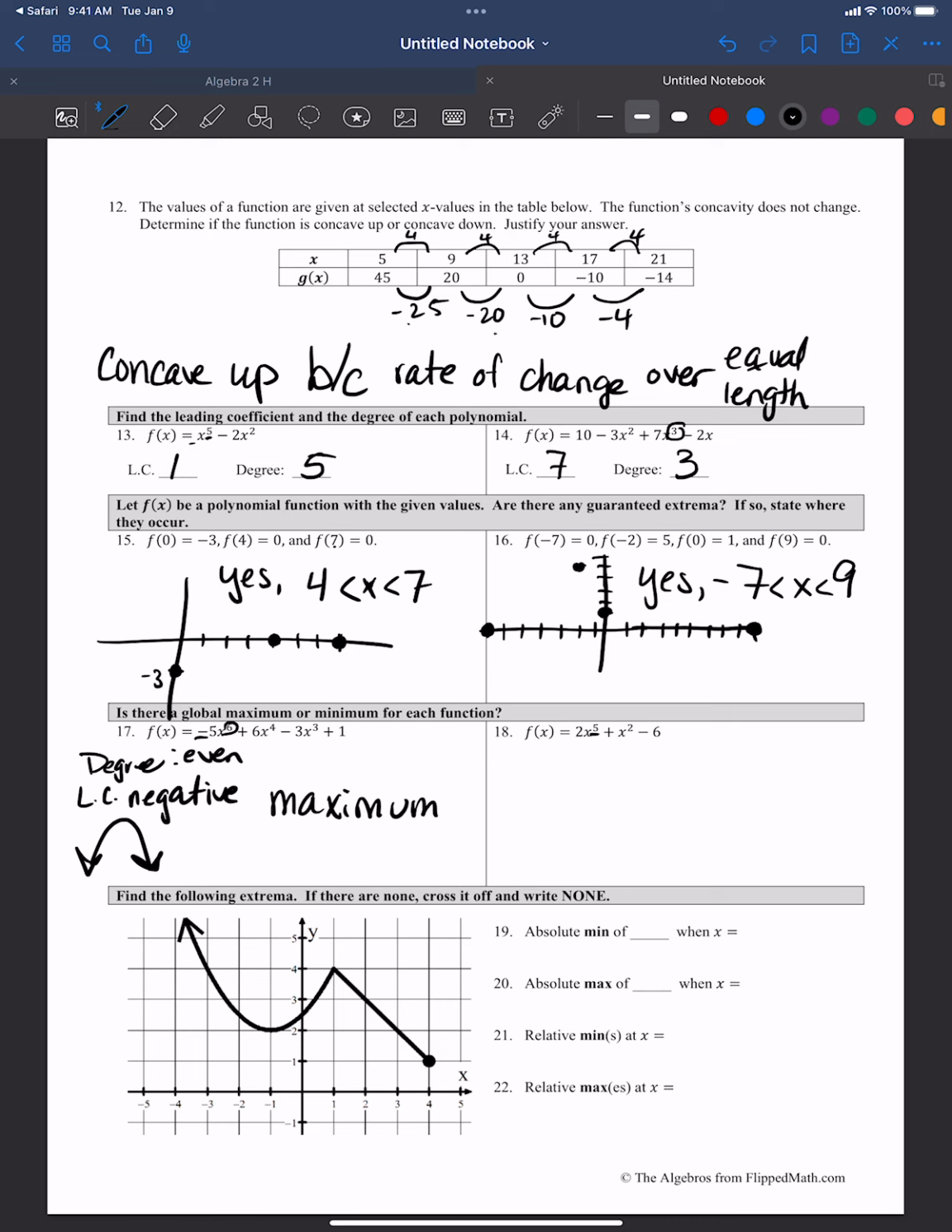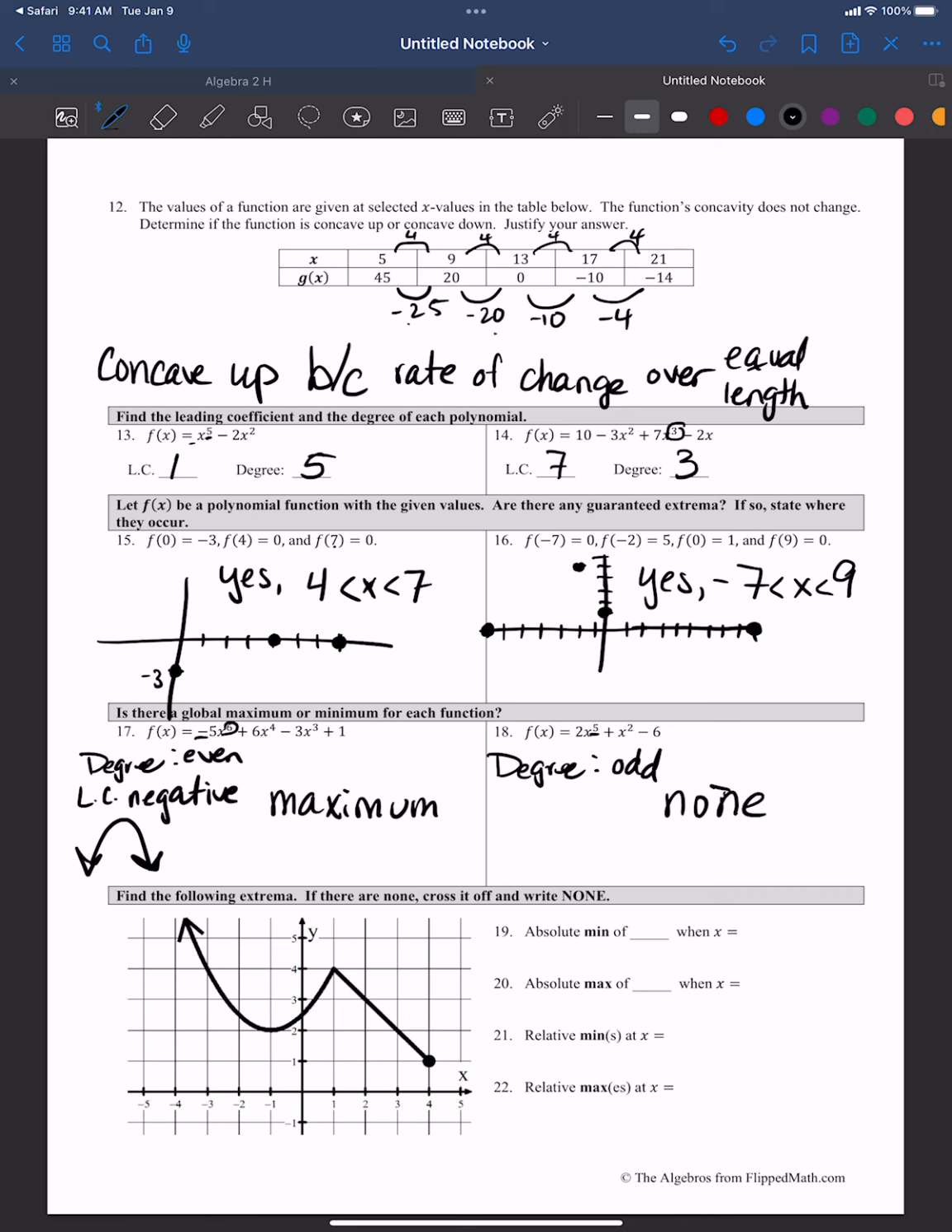Okay, now here I have an odd degree. Okay, and actually I can stop right there because if you remember, odd degrees do not have a global or absolute maximum or minimum. Okay, so they do not have one. So none.